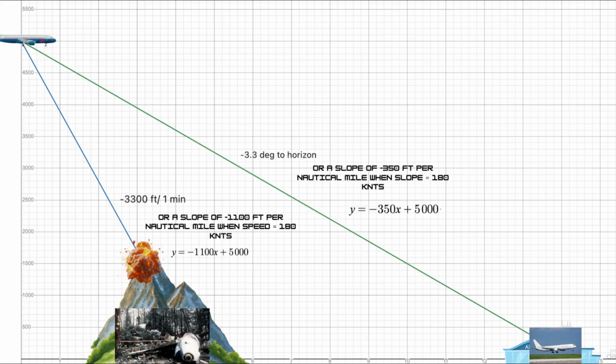This is the final graph. This graph compares the two equations as graphed. The 3.3 degree one successfully clears the mountain and lands properly, but the negative 3,300 feet per minute one crashes into a mountain. Both are graphed using the equations below. These two have major comparisons as they both have the same y-intercept, but because the slope is different, they're not parallel and they have completely different results.